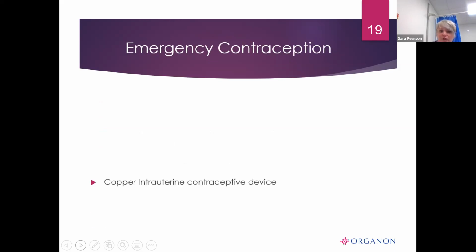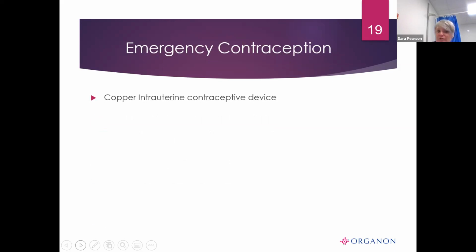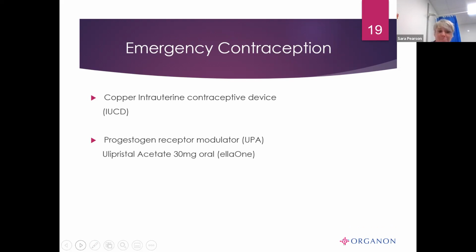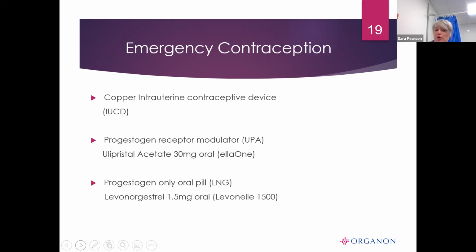And then emergency contraception. The copper intrauterine device is the first line, the gold standard. Then our progesterone receptor modulator, which is UPA, and then your progestin-only oral pill, which is your levonorgestrel. The copper coil, we know, is the most effective. UPA is the emergency contraception that can be given up to 5 days after unprotected sex. And then levonorgestrel can be given up to 3 days, 72 hours, after unprotected sex.